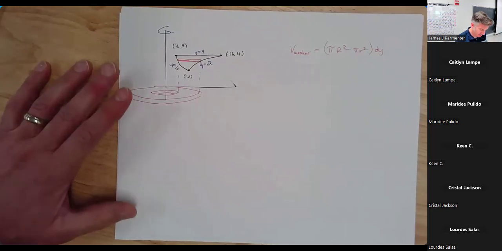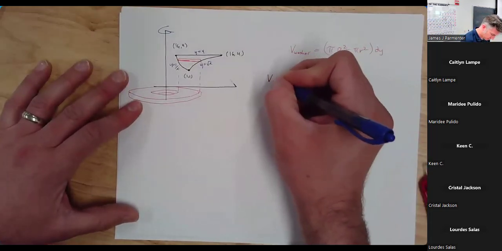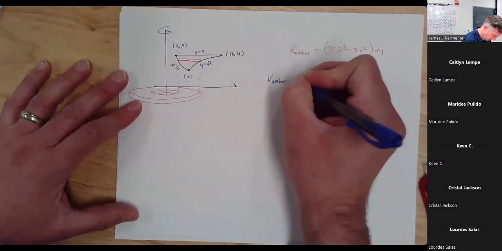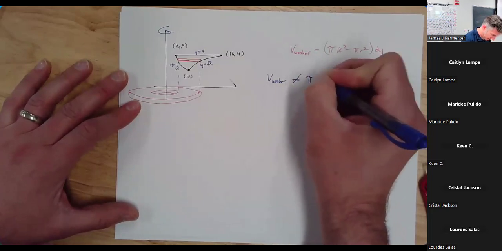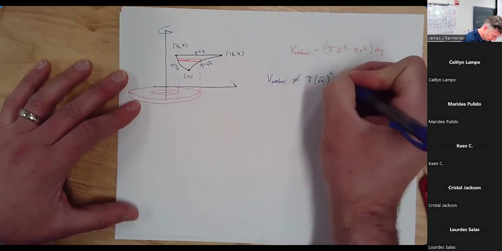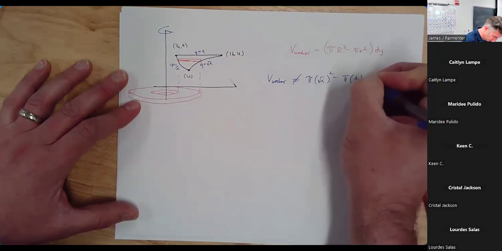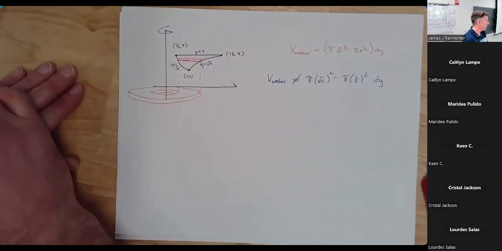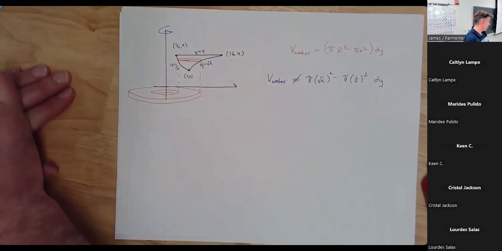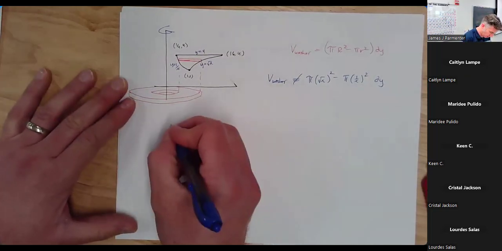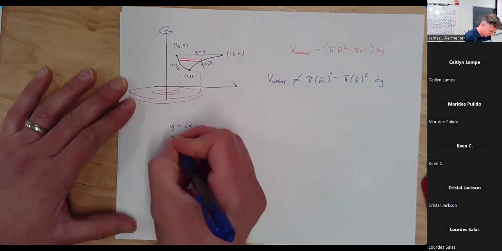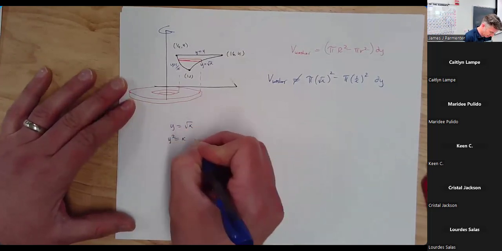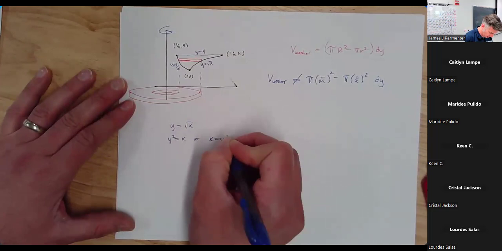So we are not going to write pi times the square root of x squared minus pi times 1/x squared dy. That's not going to help us. We have to change those functions to functions of y. So instead of writing y = √x, we're going to square both sides and get y squared equal to x, or x equal to y squared.